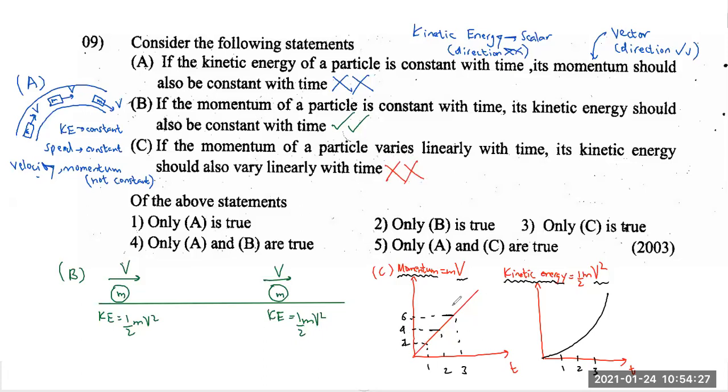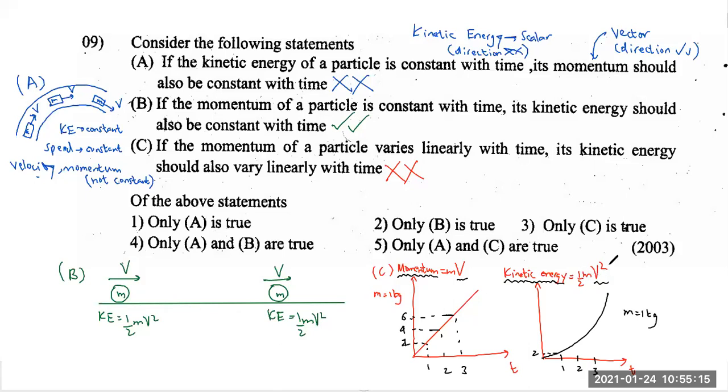If you use these values for mv, then the kinetic energy will vary non-linearly. Mathematically, you should be able to figure it out. If not, you can just think of numbers, but I'll explain it very quickly now. Let's say m is 1 kilogram. Then velocity after time 1 is 2 meters per second. If I substitute it here, the kinetic energy is 2. And when time is equal to 2 seconds, momentum is 4. Since mass is 1 kilogram, velocity is 4 meters per second. Substitute that here and find the kinetic energy.